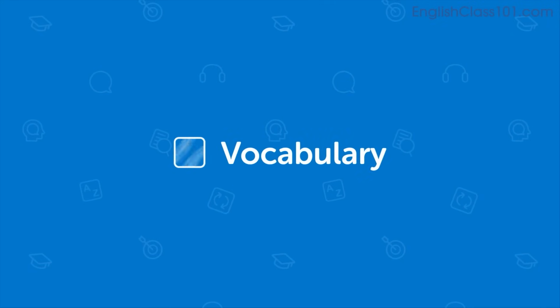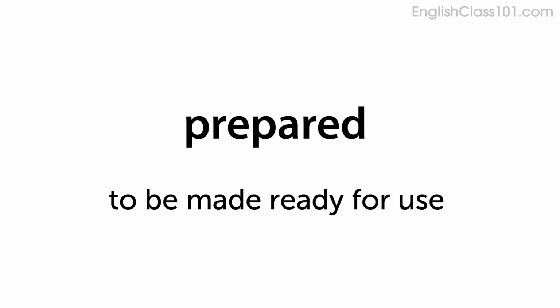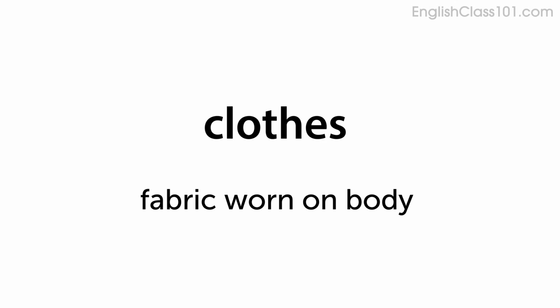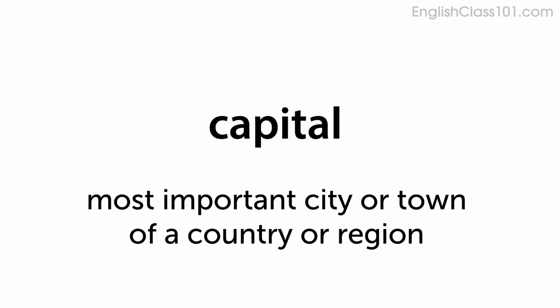Now you will hear the key vocabulary, followed by the English translation. Prepared. To be made ready for use. Track. Course marked for something to follow. Clothes. Fabric worn on body. Capital. Most important city or town of a country or region.